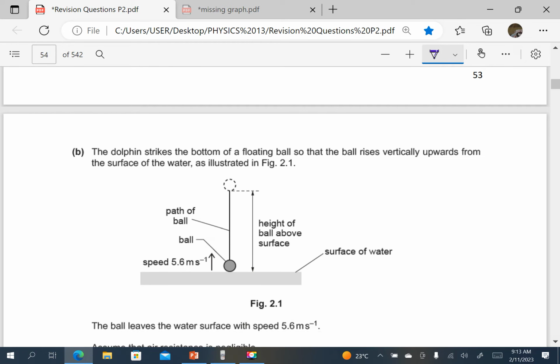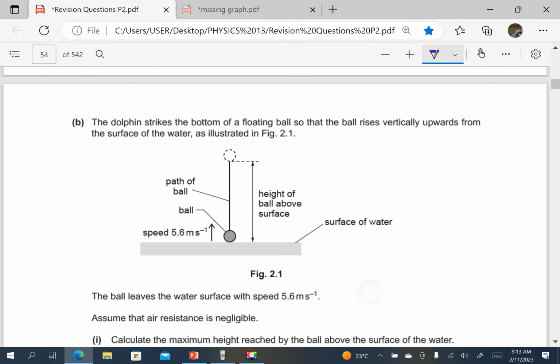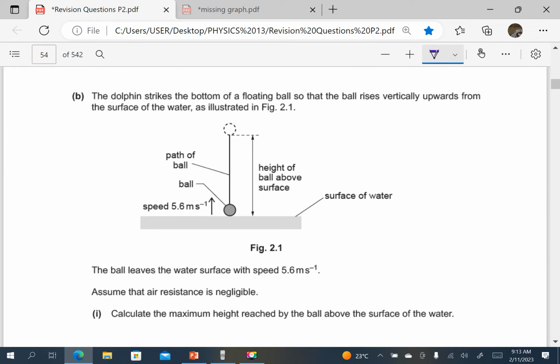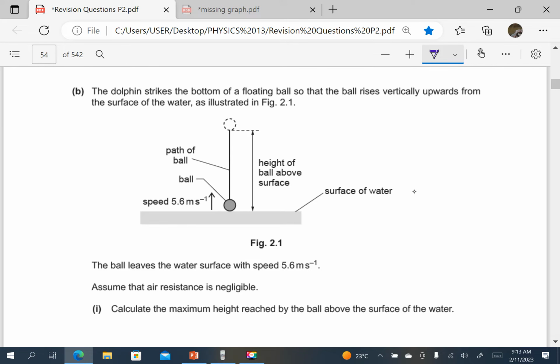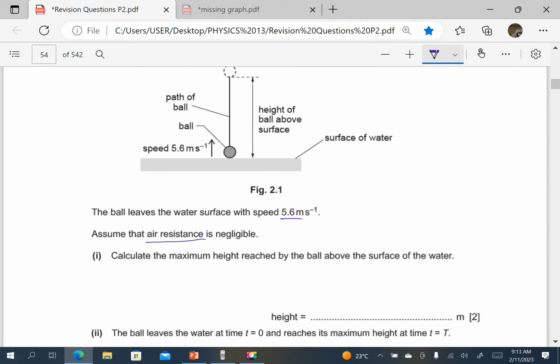The dolphin strikes the bottom of a floating ball so that the ball rises vertically upwards from the surface of the water. The ball leaves the water surface at a speed of 5.6 meters per second, assuming air resistance is negligible. Calculate the maximum height reached by the ball above the surface of the water.